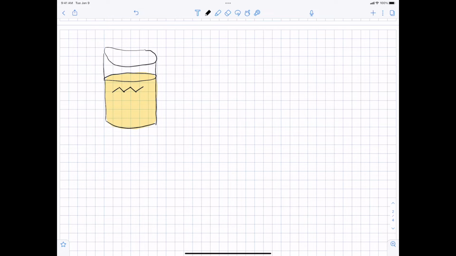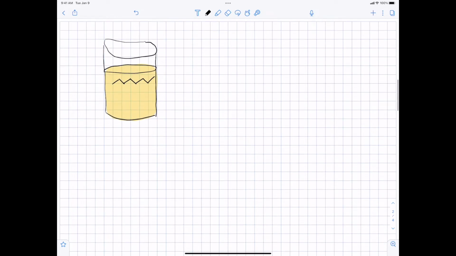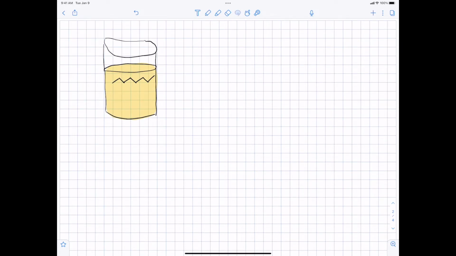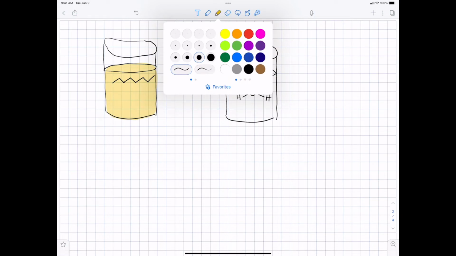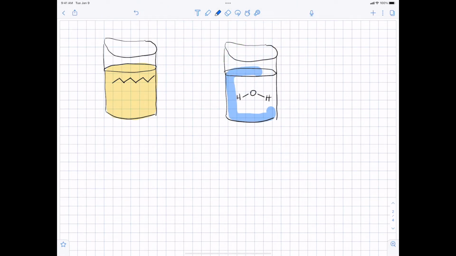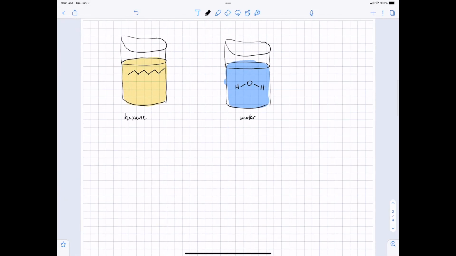Or we could make it gasoline. Let's just do that. That's fun. And then we'll make the other thing water. And we'll color this blue because of Rayleigh scattering that occurs. Anyway. So we've got a nonpolar solvent, hexane, and we've got a polar solvent, water. And they're not miscible with each other.